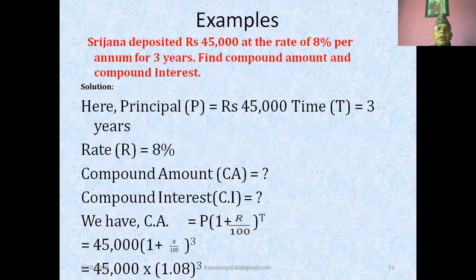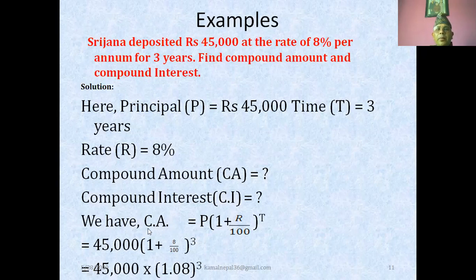Now I want to give you an example. Srijana deposited rupees 45,000 at the rate of 8% per annum for 3 years. Find the compound amount and compound interest. It is a very simple question. Here principal P is equal to rupees 45,000, time T is equal to 3 years, rate R is equal to 8%. We need to find the compound amount and compound interest.